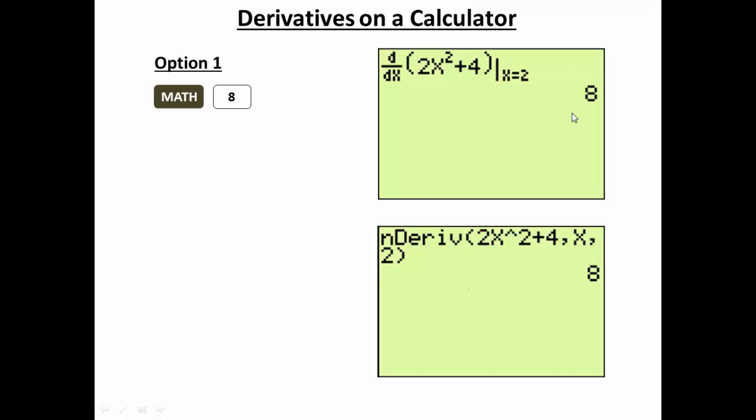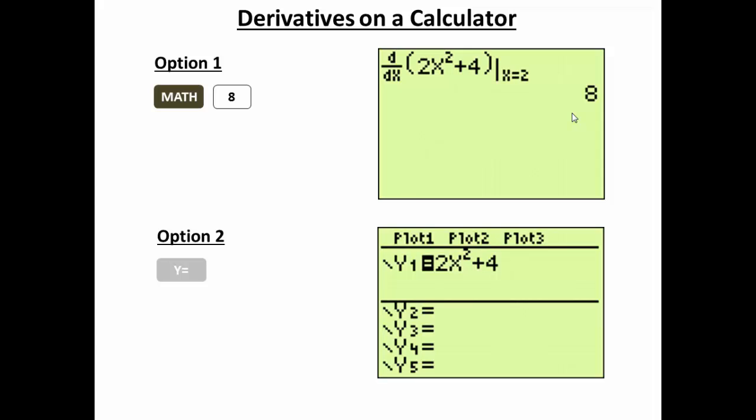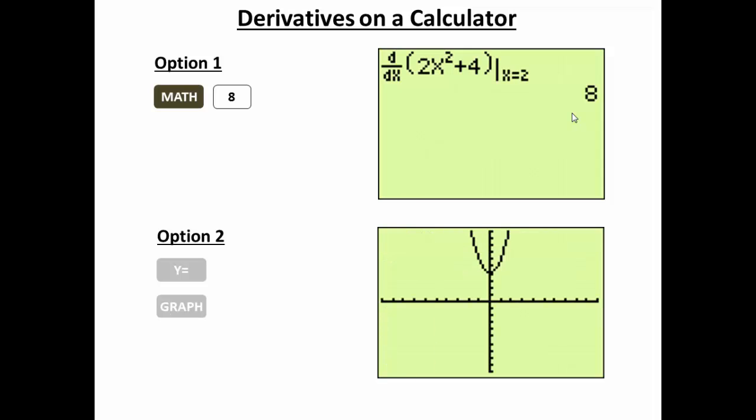Now I said there were two options. Let me show you the other option. The other option, instead of using the home screen and the math menu, is to use the graphing feature on your calculator. So hit y equals, type in the function 2x squared plus 4, and then hit graph. You should see the parabola representing 2x squared plus 4 pop up. You may need to hit zoom 6 to get to your standard viewing window.